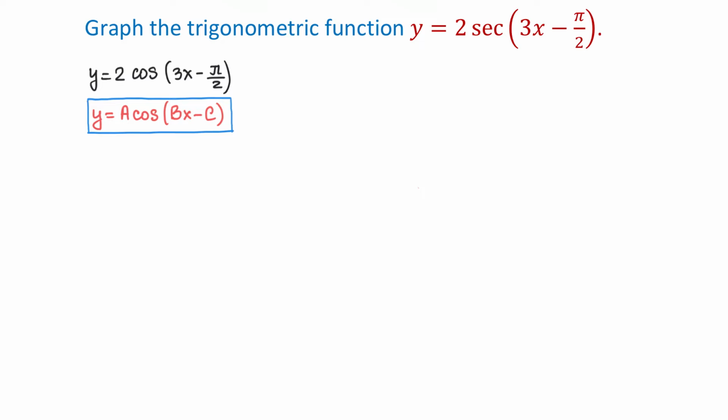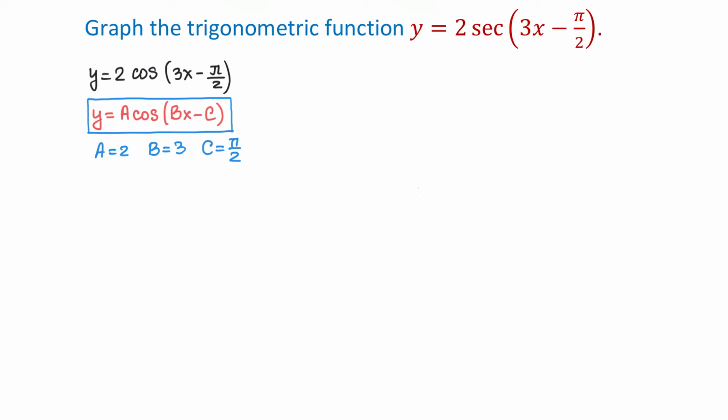This function has the form y equals a cosine of bx minus c. Then in our function, a is 2, b is 3, and c is pi over 2. So we will write that a equals 2, b equals 3, and c equals pi over 2.